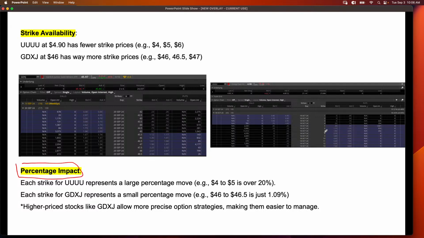Listen, the strikes on the uranium stock, guys, are 20% apart, because the stock is a $5 stock. GDXJ, all of these strikes, guys, are about 1.1% apart. Where is the advantage?